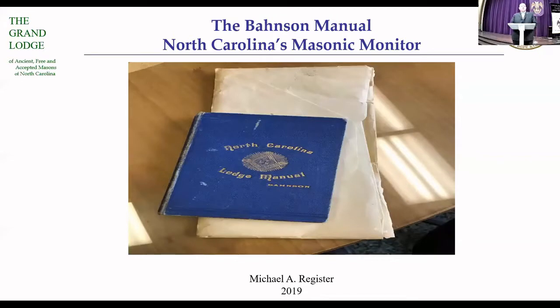So we're going to talk about the Bahnsen manual. Here we have a picture of an original Bahnsen manual from 1892, and underneath that is the manuscript. We'll talk about that a little bit later.